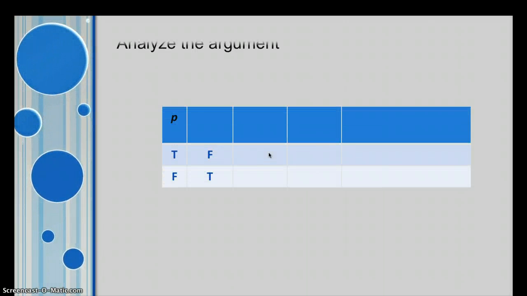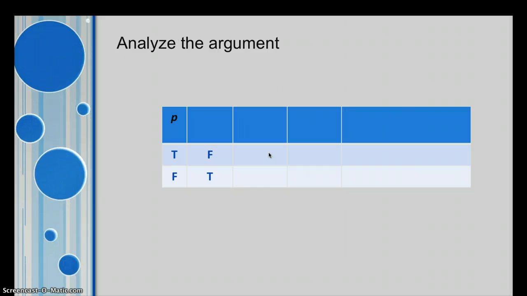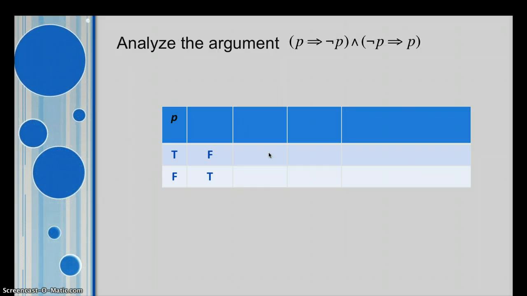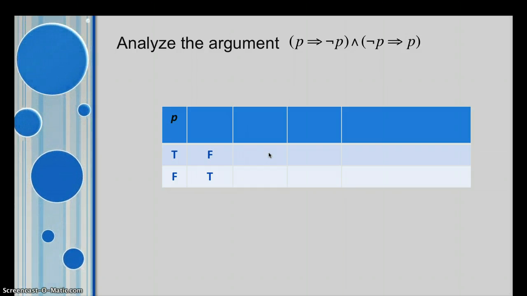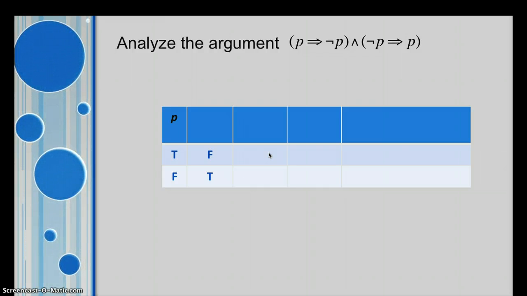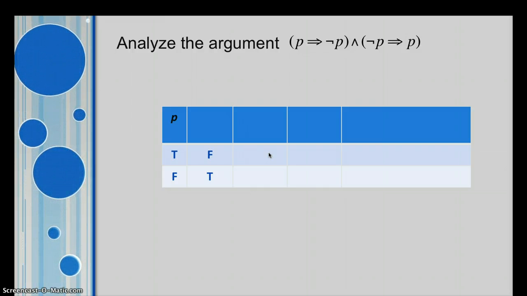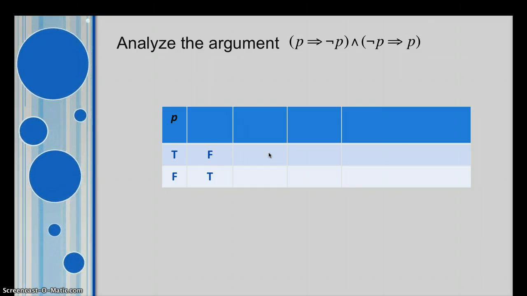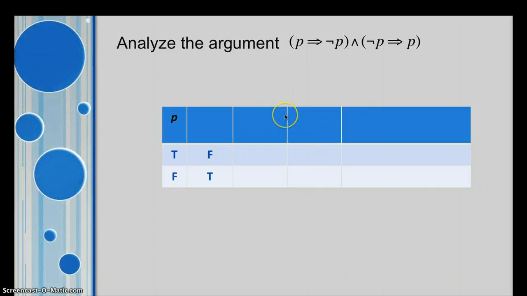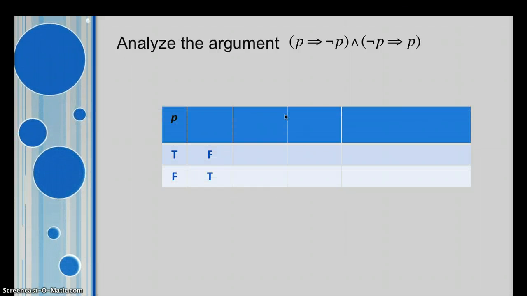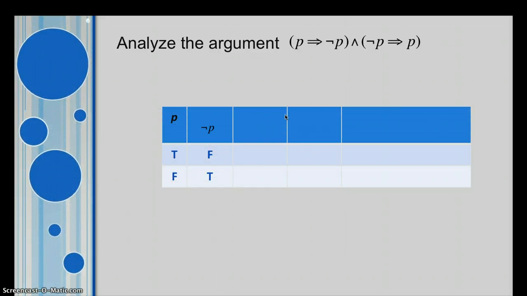Okay, let's keep going and analyze an argument. The argument will be: if P, then not P, the negation of P, and if the negation of P, then P. There's only one proposition. What happens is that you negate the first proposition. So let's have the negation.